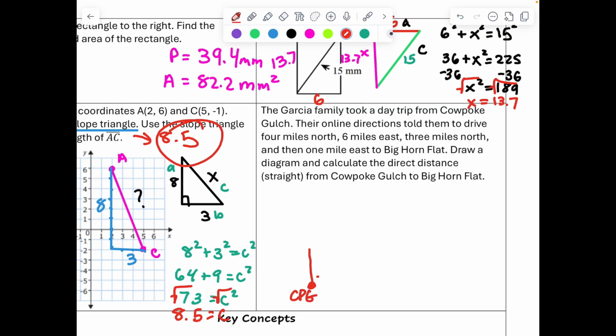Okay, so let's start down here. Cowpoke Gulch. There we go. They are driving 4 miles north. So let's go up about 4. 6 miles east.